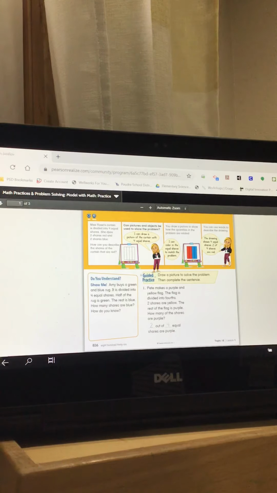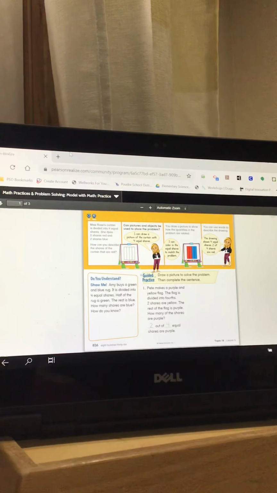I don't have yellow yet. Oh, I do have purple. I'll do purple and orange as my closest colors on my markers that I have, okay? So I have 2 shares are yellow. And the rest are purple. It says the rest are purple. Mine are orange and purple, but close enough, right? 2 shares are purple, 2 shares are orange, because 2 plus 2 equals 4.